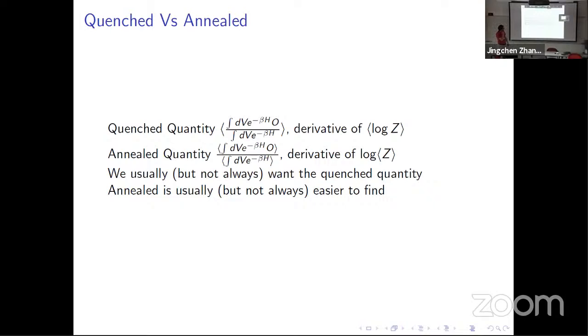So, Mike, let me ask a quick question. In terms of the quenched average and the annealed average, can you draw the energy landscape again and tell us over whichever landscapes are the quantity being averaged in terms of quenched or annealed?